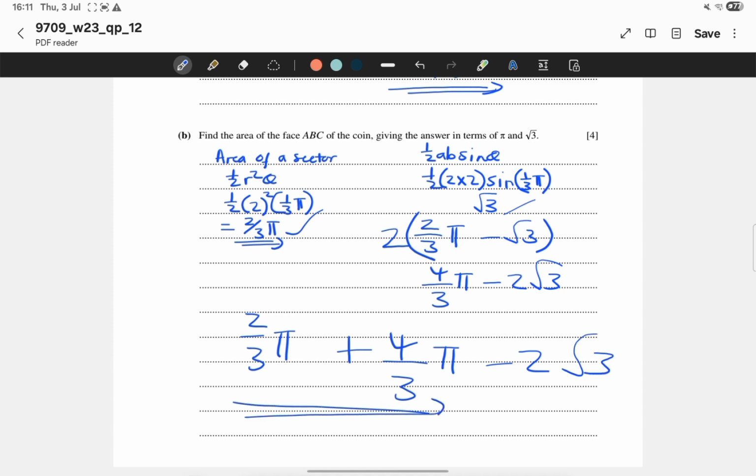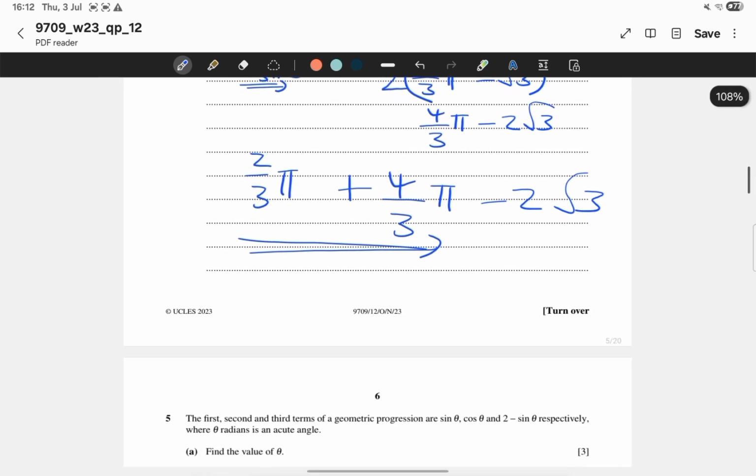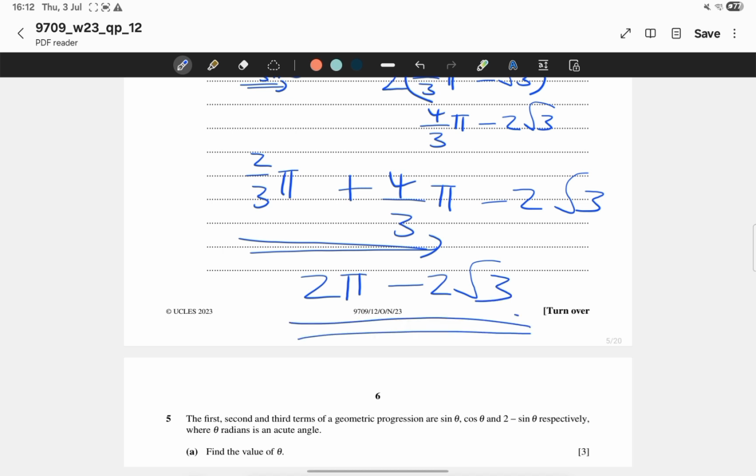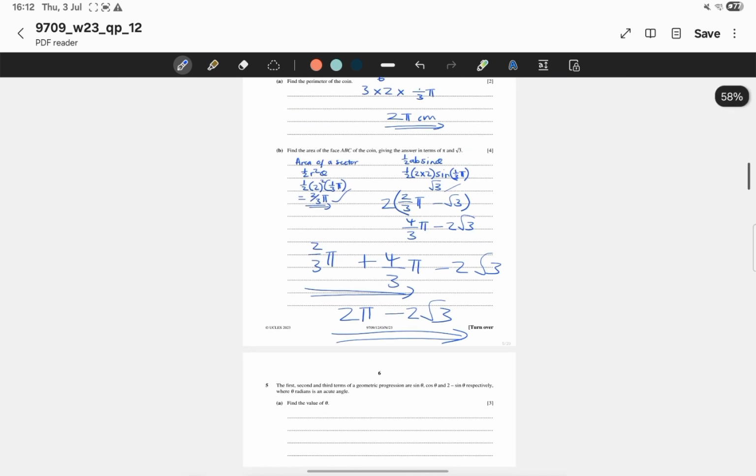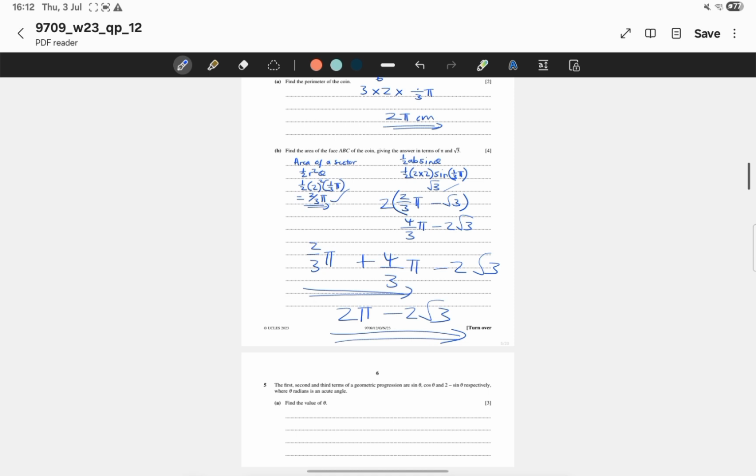And these two are going to give us what? That's 2/3 plus 1 and a third, 2 pi minus 2√3. And that's the area that we were being asked to calculate right there. I hope I made that clear enough.